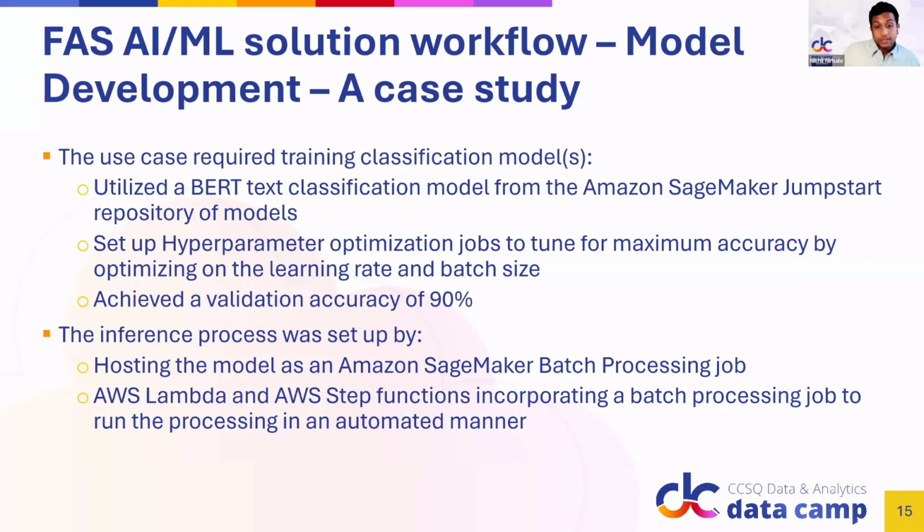And for the inference process, we hosted the model as part of a SageMaker batch processing job. Now, one thing that we have as part of AIM is that data frequently comes in during a live policy proposal analysis. So that's where this whole process had to be automated. And we used a setup of AWS Lambda and AWS Step Functions, which consumed this batch processing job to run it in an automated manner.